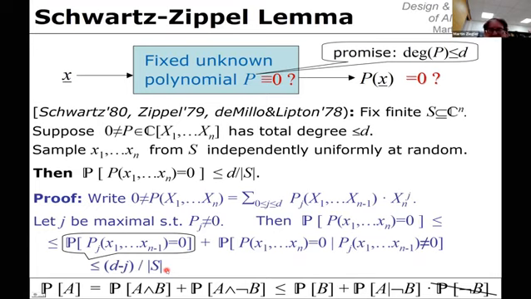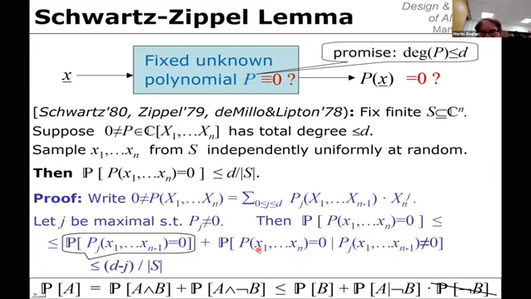Let me say it again. Our original polynomial has degree d. That means this product has degree d. This already contributes degree j. Therefore, this must have degree at most d minus j. And for this n minus 1 variate polynomial, the induction hypothesis applies and says that the probability for this n minus 1 variate polynomial of degree d minus j to be 0 is at most d minus j divided by the size of the sample set. Okay, first part.